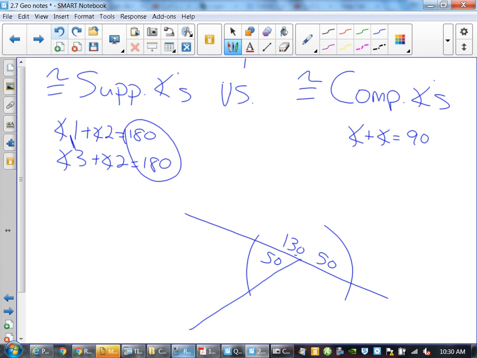Okay. What do you think changes with complementary then? It's just 90 degrees then? It's the same thing, guys. It's the exact same thing. If two angles are complementary to the same angle, they have to be congruent.